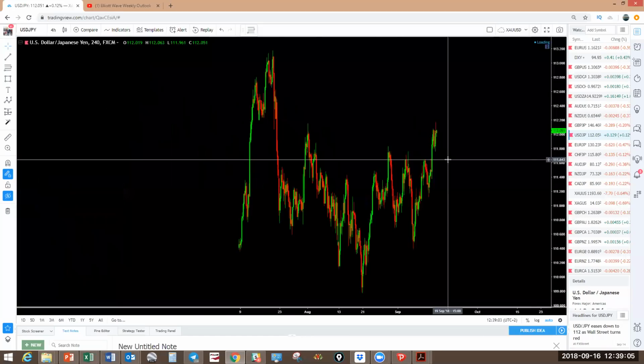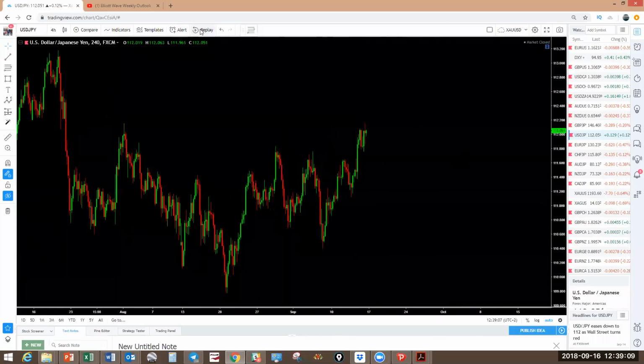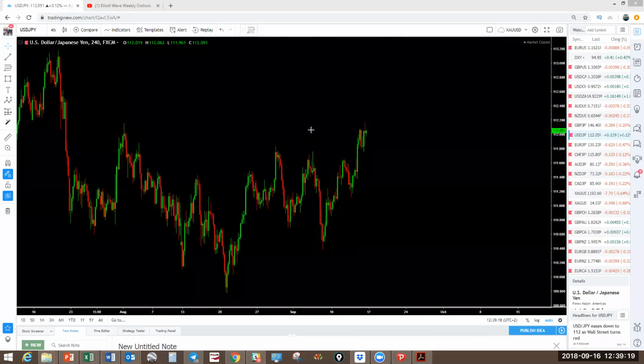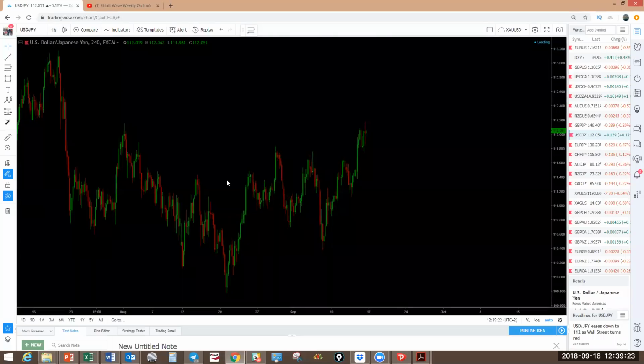Let's go 4 hour. On the 4 hour, whenever you get a clear corrective structure like this incomplete one here, you take it up, you keep taking it up, unless it reverses. I don't see any reversal here. So let's go 1 hour also. You keep taking this one to the upside.